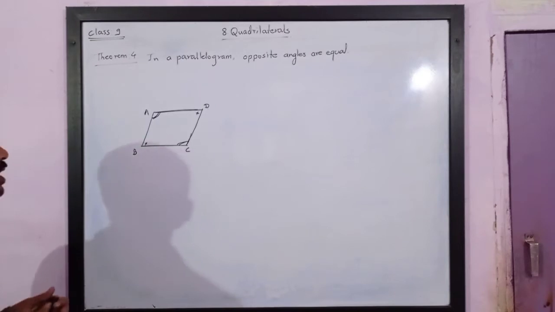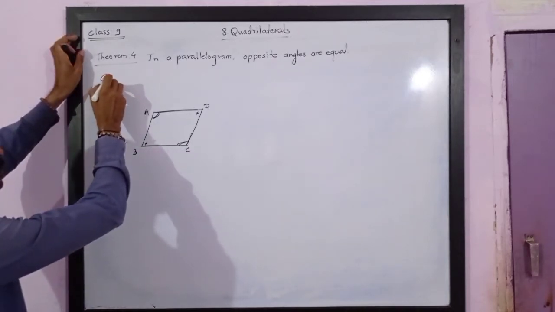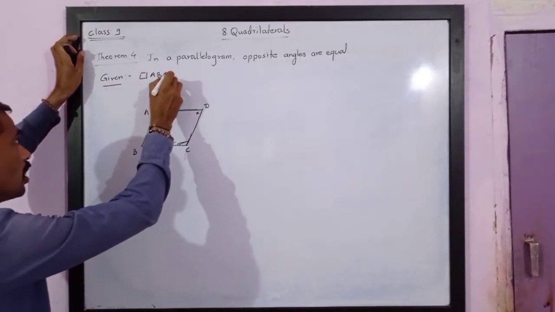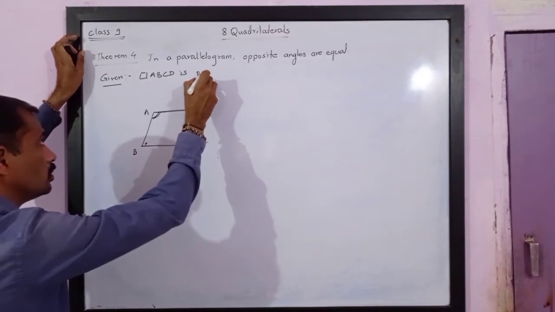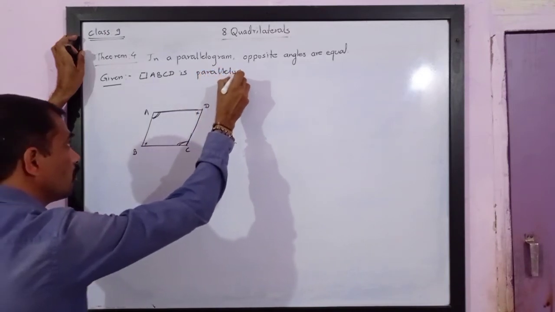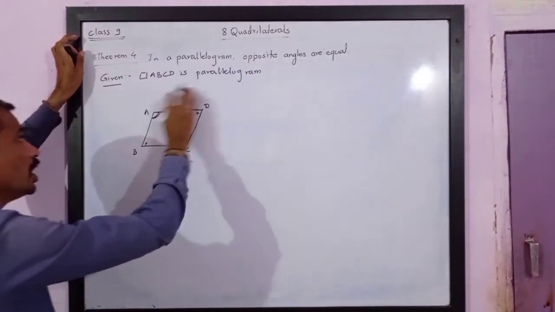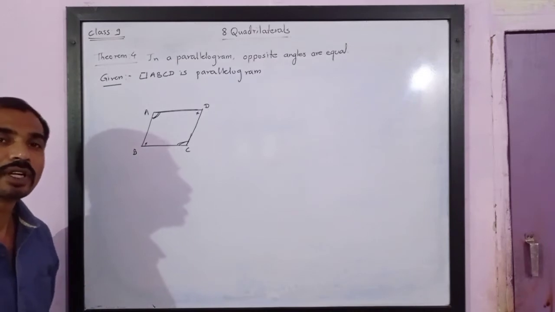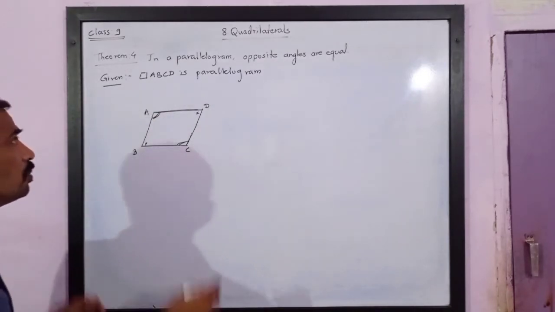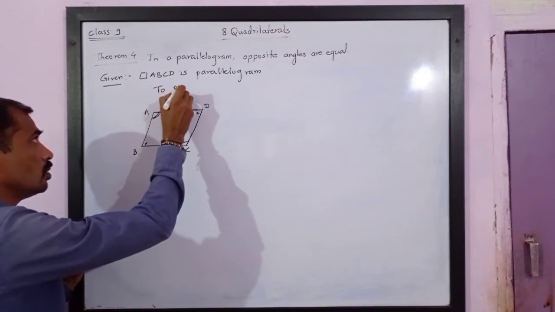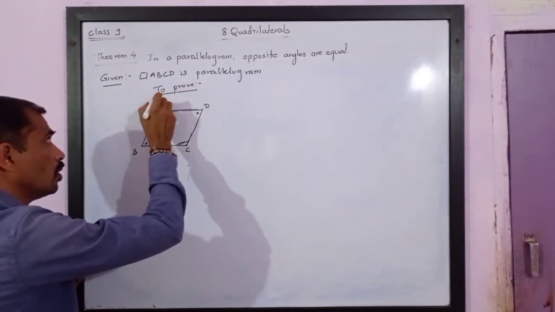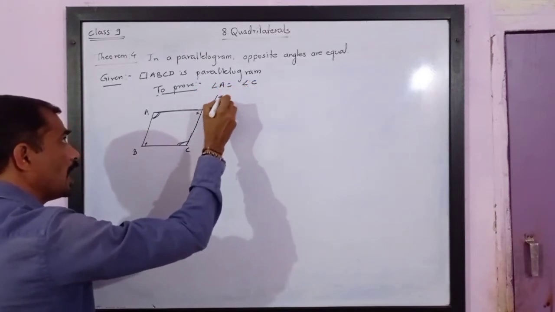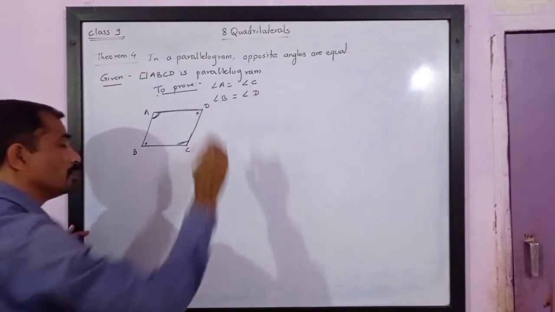So let us write whatever is given. So we are given quadrilateral ABCD is a parallelogram. Now please note, if it is a parallelogram, it means according to definition, opposite sides are parallel. This is what it means. We have to prove that angle A is equal to angle C and angle B is equal to angle D.